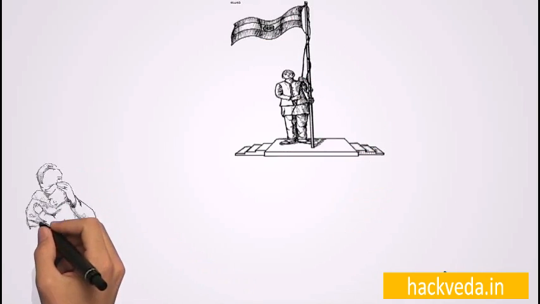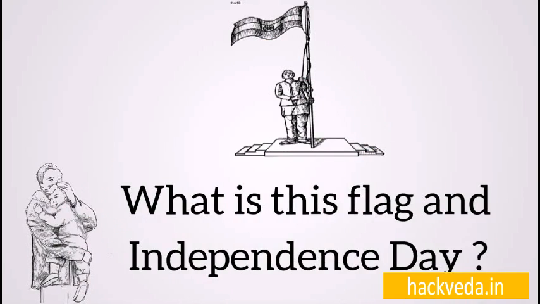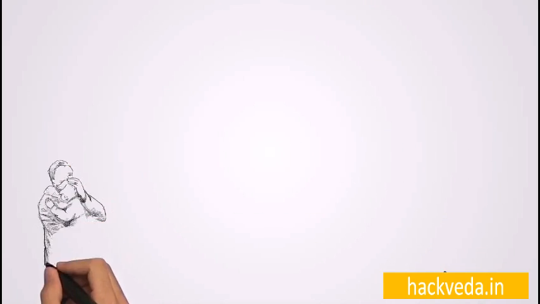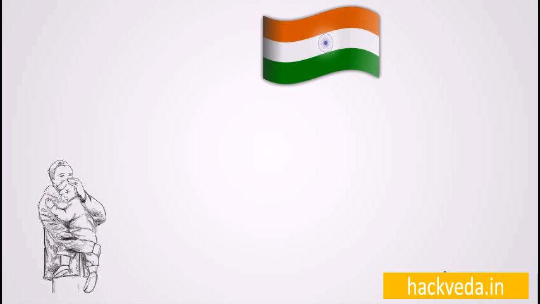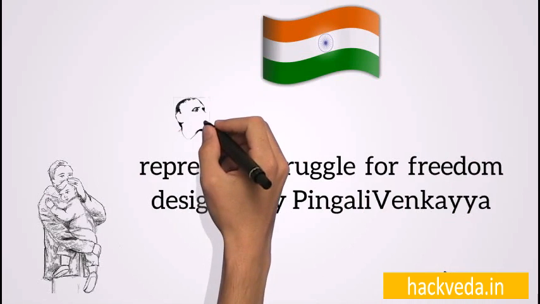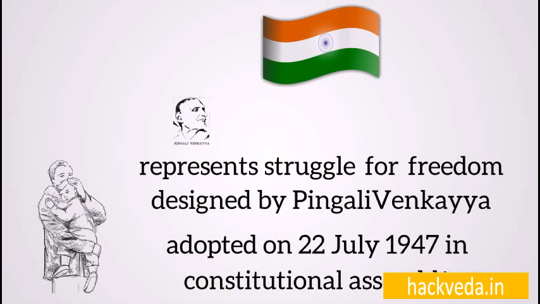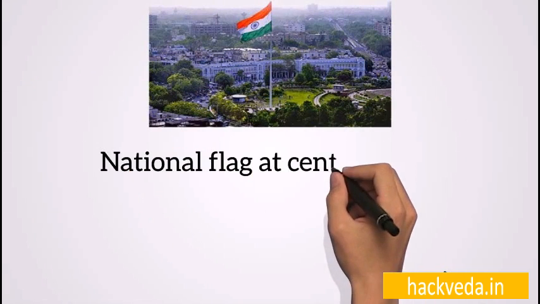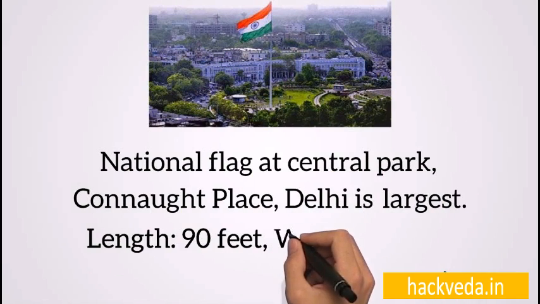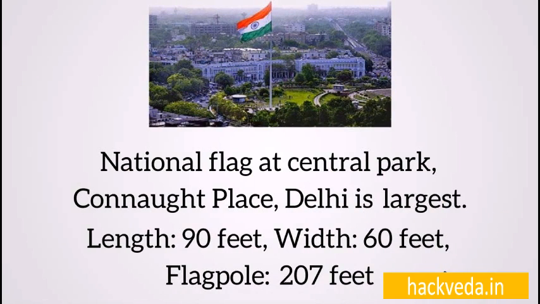Papa, what is this flag and Independence Day? The Indian national flag represents India's long struggle for freedom and is a national treasure. It was designed by Pingali Venkaiah and adopted on 22nd July 1947. The national flag hoisted at Central Park, Connaught Place, New Delhi is one of the largest in India. It is 90 feet in length, 60 feet in width and is hoisted on a flagpole of 207 feet.